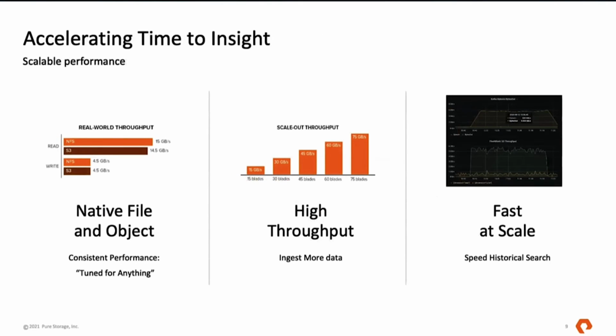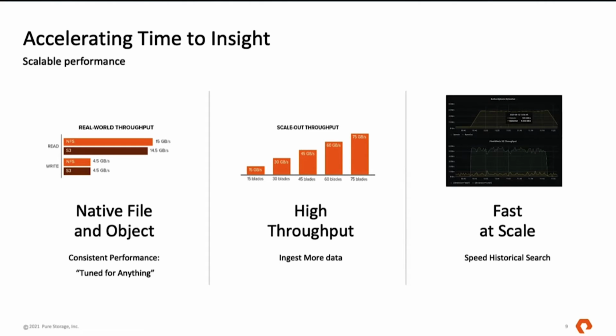All right. So with all of that being said, what does it really amount to? Where does the rubber meet the road, so to speak? And the rubber meets the road at accelerating our time to insight and having this scalable performance. So you can see here, it's a bit of a small slide, but real world throughput. Here we see that a single FlashBlade from Pure Storage can do 15 gigabytes of NFS read in a 4RU device. Over S3, it will do 14.5 gigabytes. And then on write, we're going to do an even 4.5.